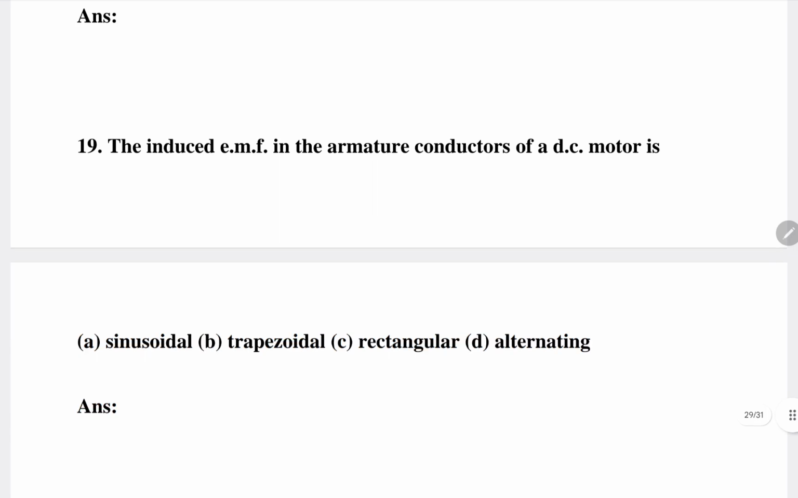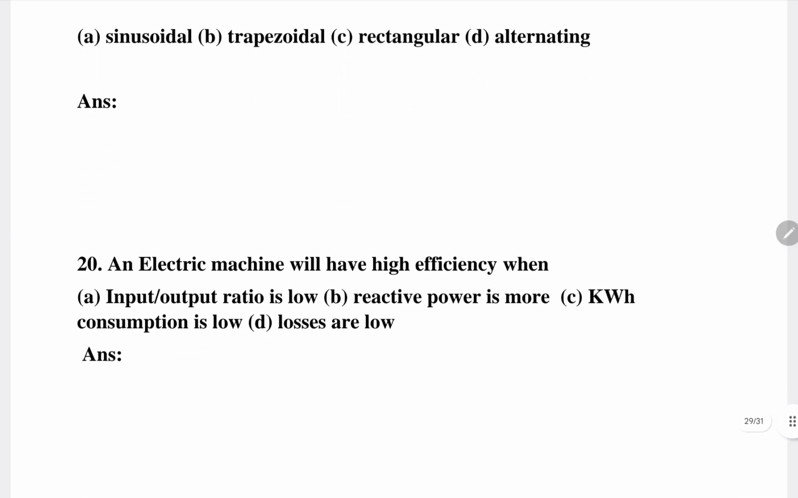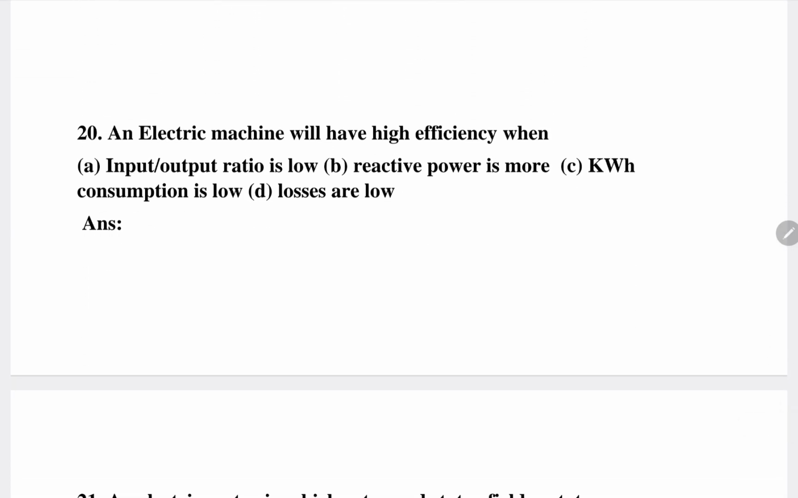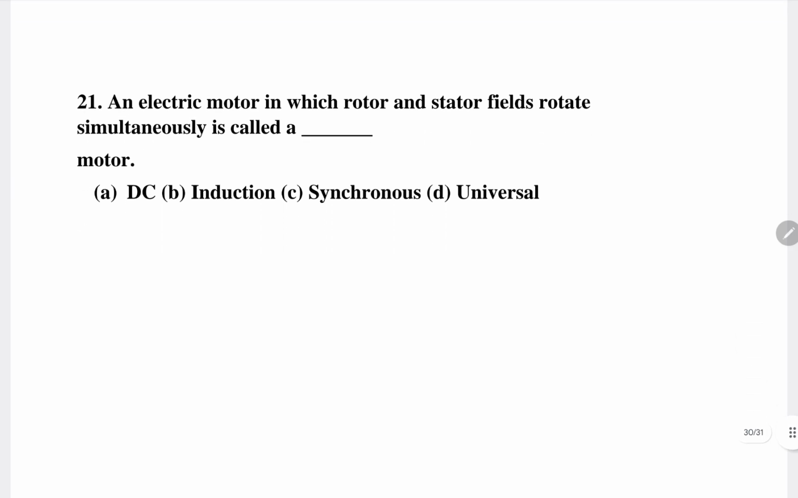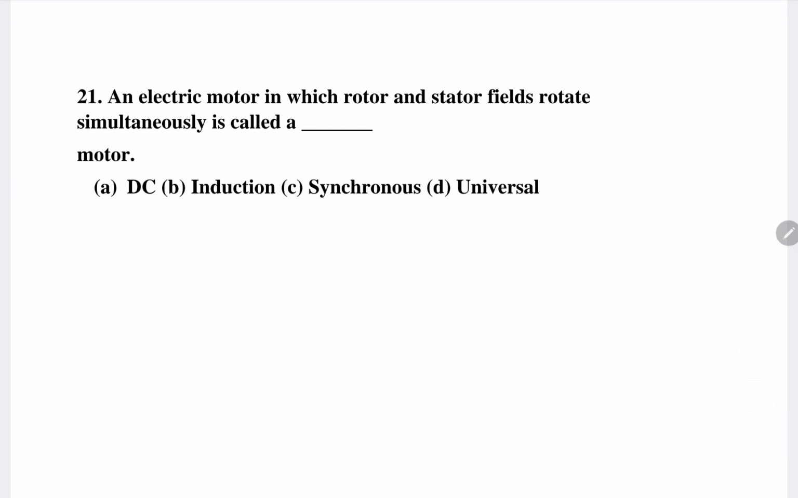Next, the induced EMF in the armature conductor of a DC motor. In a DC motor, the armature conductors' induced EMF is AC, in what shape? Sinusoidal. Answer is A. The electric machine which will have high efficiency: whenever losses are low, we'll be having high efficiency. An electric motor in which rotor and stator fields rotate simultaneously, if stator and rotor both are rotating simultaneously, that motor is called a synchronous motor.